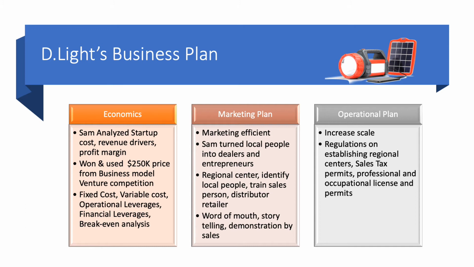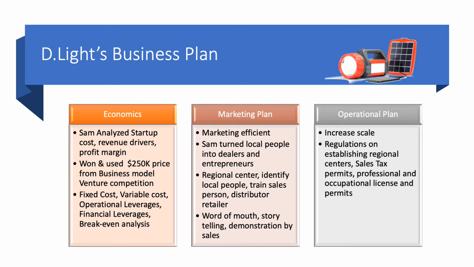The next section of the Delight's business plan is economics. As part of this, Sam analyzed the startup cost, revenue drivers, and profit margin. He won 250K from the business model competition, and he used that for the startup costs, etc. Also, when addressing the economics section of the business plan, the fixed costs need to be analyzed, variable costs need to be analyzed, and operational leverage, financial leverage, and break-even analysis need to be analyzed as well.